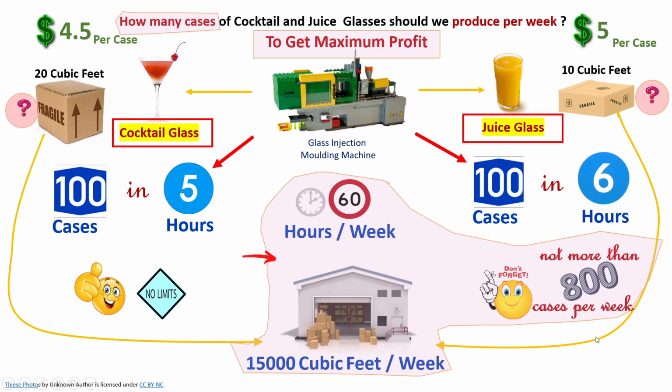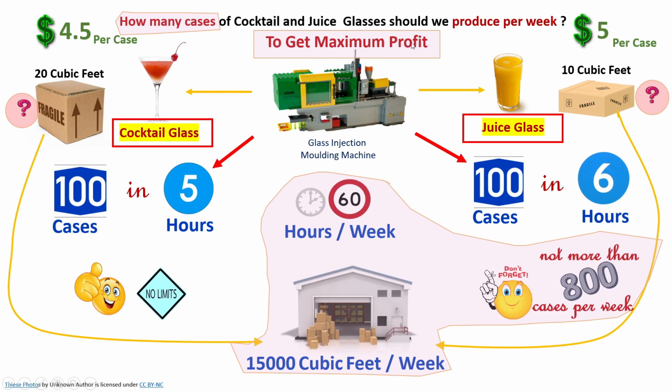These here are constraints. Machine is available only for 60 hours a week. The storage capacity is limited to 15,000 cubic feet per week, and we cannot produce more than 800 cases of juice glasses. So all these are constraints, and maximizing profit is our goal. So the entire objective of this exercise is that we want to find out what kind of production schedule we should have, how many cases of cocktail glasses and juice glasses should we produce, such that we are able to maximize our profit.